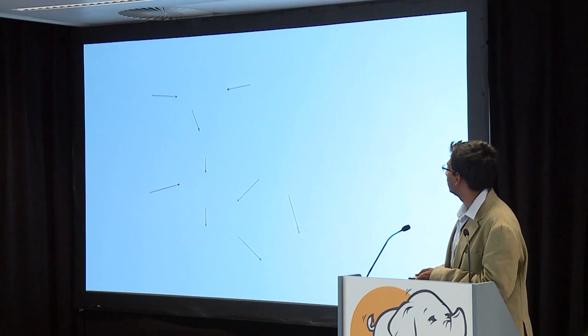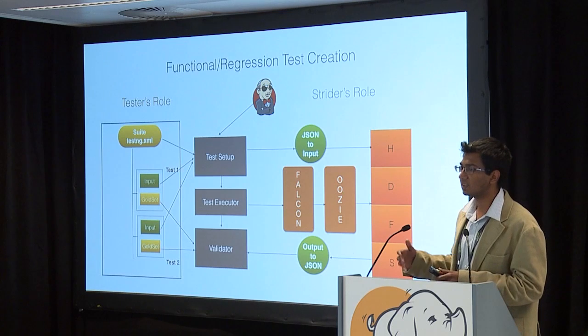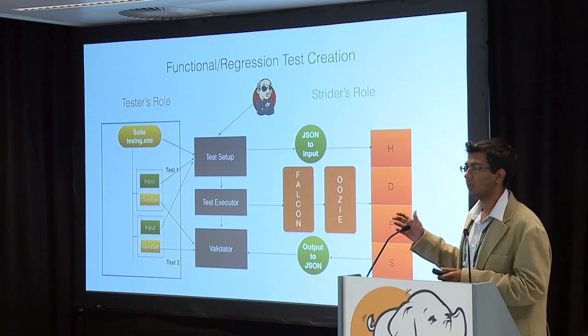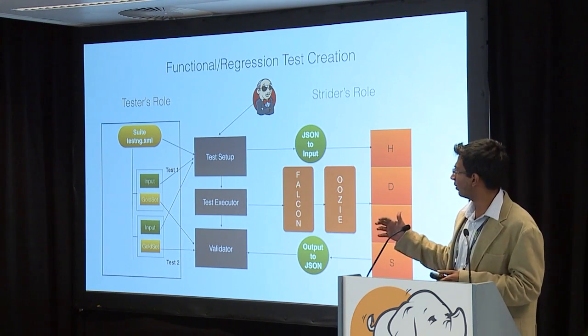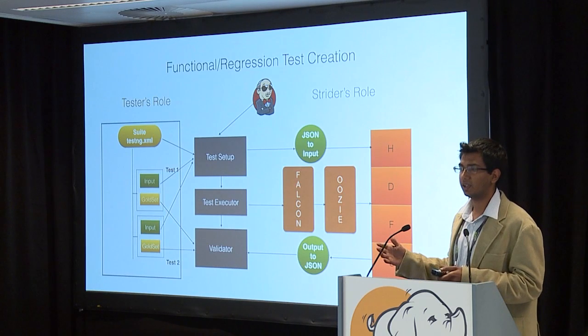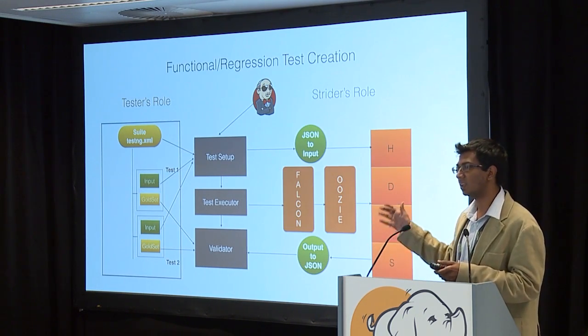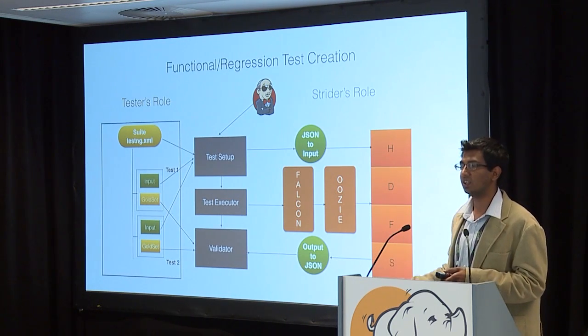Yeah. So in this slide, you can see what exactly Strider has done. If you see the black boxes, each one of them was a manual step before. You needed a test setup, you needed a test executor, and you needed to validate. But now we have pushed all these things to Strider. So this is the main reason for the efficiency increase.